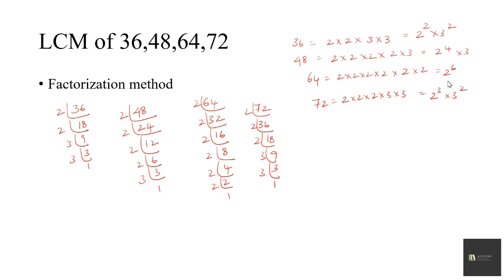So first we'll take 2. 2 is one of the prime factors. So the highest power of 2 is 6, multiplied by the next prime factor, 3. The highest power obtained is 3 square. 64 into 9, which is 576. So the LCM of these numbers is 576.